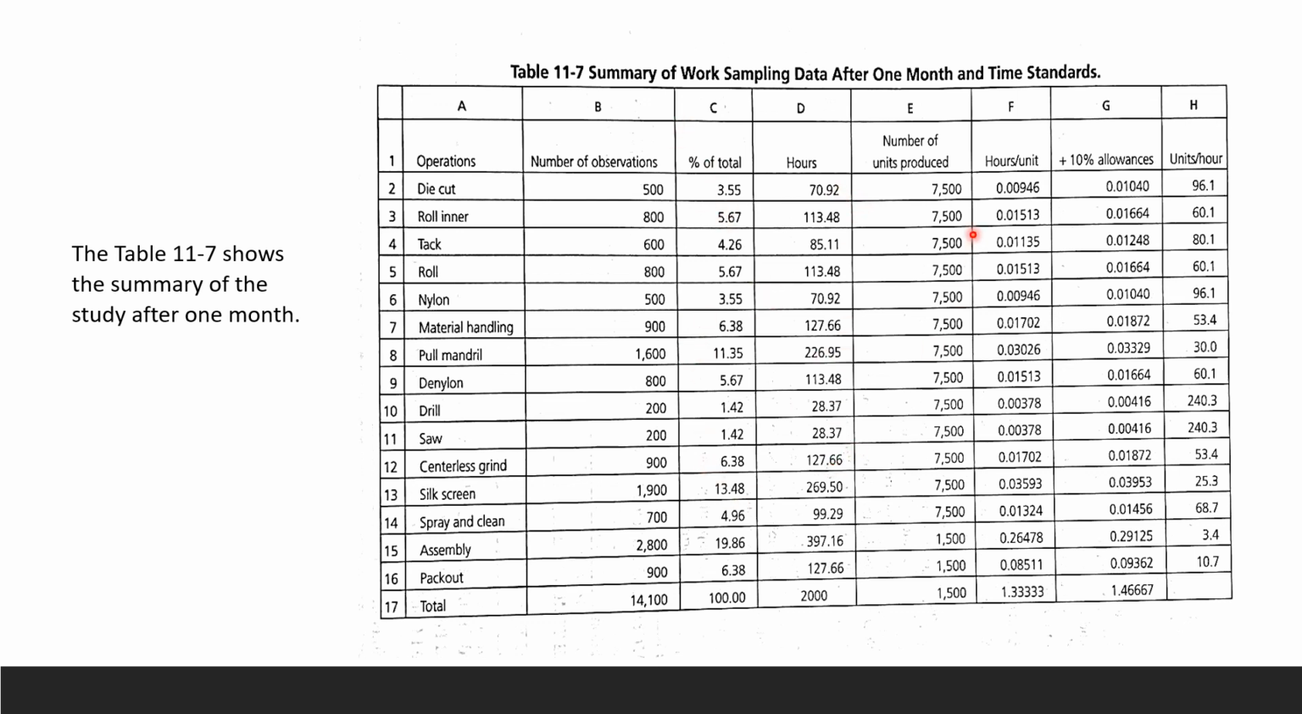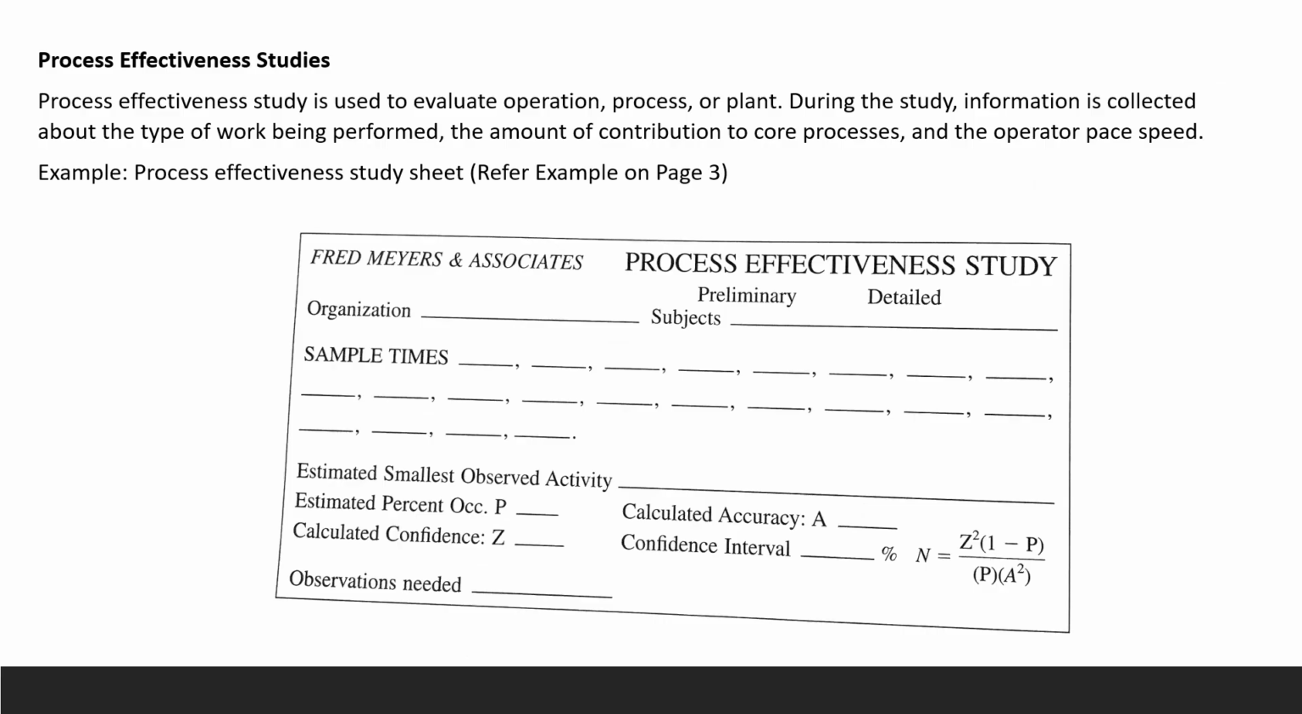And here is your hour, here is your unit produced. We do the same thing, hours per unit, and then you add your allowance, and then you flip it, unit per hour, and calculate that. You should be able to do that by now. So the last one is just an example here. This is your process effectiveness study.